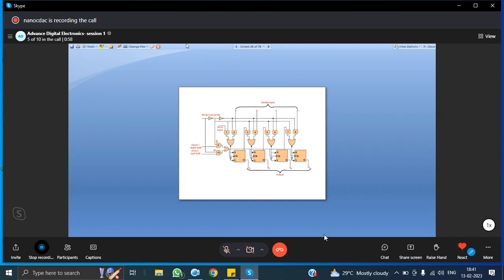If you see the block diagram of the universal shift register, you have the mode and the parallel input you are giving. These are the multiplexers. For right shift, you need to enable this one, and for left shift, you need to enable this one. This is also one multiplexer. So for right shift and left shift, you are using these two nodes. This is the output which we are getting: QA, QB, QC, and QD.